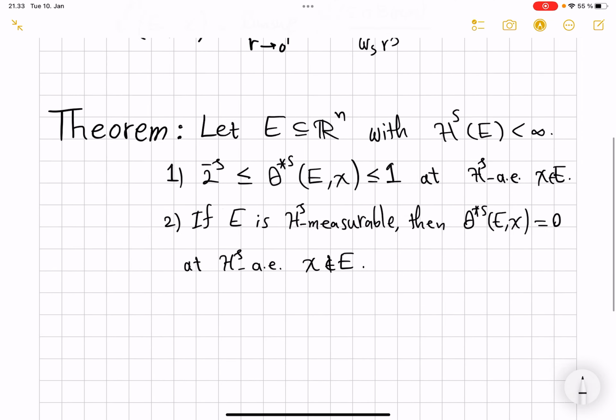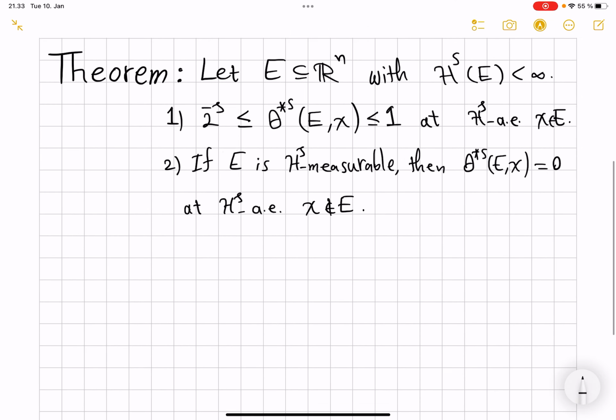The theorem of interest that we will be proving today, at least part 1 of it, because part 2 is similar and I'll leave it as an exercise, claims that the upper density is always between 1 and 2 to the negative s, always being in a measure theoretic sense, that is, at almost every point of the set E. And if the set is measurable, the upper density is 0 outside the set, which shouldn't be too surprising because, well, we are outside the set.